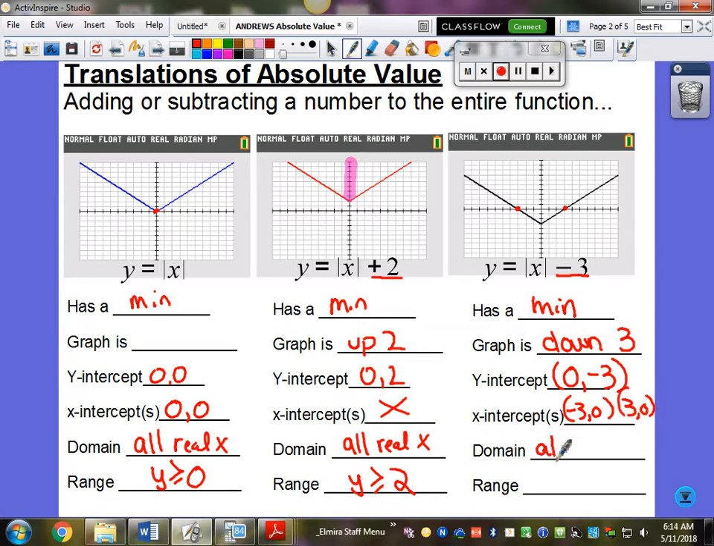Domain's still all real x. Now this time the range is y greater than or equal to that lowest point, -3. All my y values are above -3.